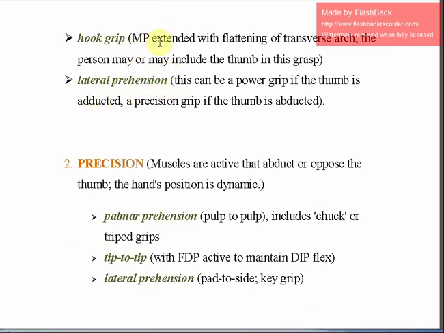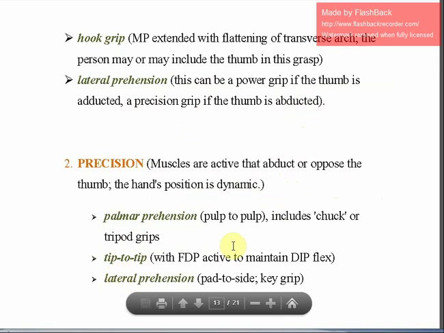So the hook grip, the MP joint extended with flattening of transverse arch, the person may or may not include the thumb in this grasp. Lateral prehension, this can be a power grip if the thumb is adducted, prehension grip if the thumb is abducted. Now precision muscles are active here that abduct or oppose the thumb, and the position of the hand is dynamic. Palmar prehension, tip to tip, lateral. Palmar is pulp to pulp, includes chuck or tripod grips, and tip to tip is the FDP, active to maintain DIP flexion, and the lateral prehension is pad to side, that is we call the key grip when we hold the key.